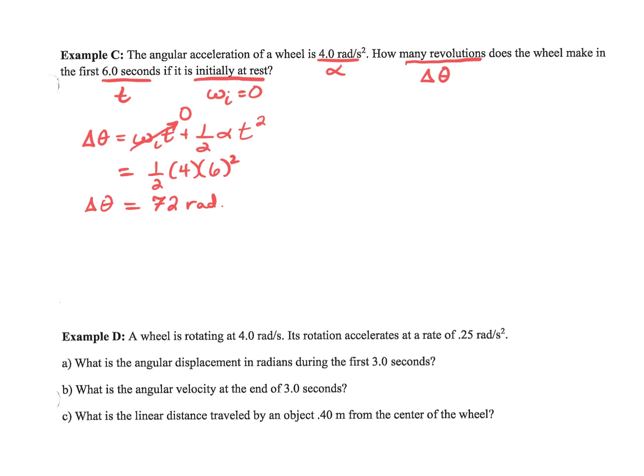We want to know revolutions. So that is not the answer. So now we have to do one revolution is what? 2π radians. So this time we have to divide by 2π. Like 11.5 revolutions. So really, we're talking about 11 full.